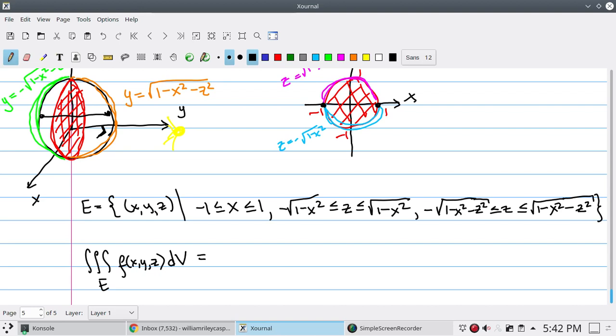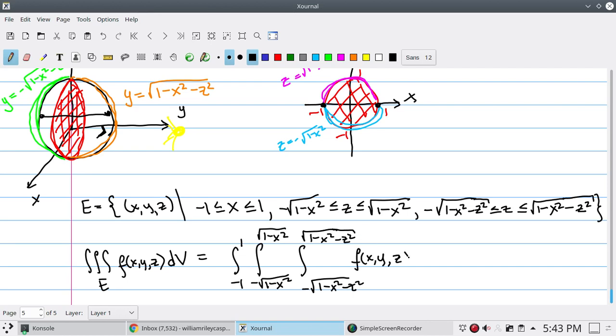dV is equal to an integral from -1 to 1, so I'm just repeating the order of these bounds, integral from minus the square root of 1 minus x squared to the square root of 1 minus x squared, and then the integral from minus the square root of 1 minus x squared minus z squared to the square root of 1 minus x squared minus z squared of f of x, y, z dz dy dx. Now let me look here. Did I do this order right?